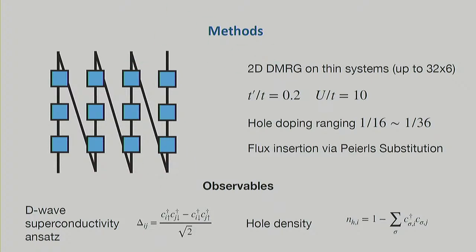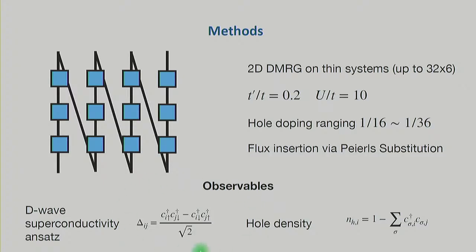If somebody is familiar with tensor networks, we just use DMRG, density matrix renormalization group. It's a pretty standard tensor network method where we try to map our two-dimensional system into a one-dimensional chain, and then we can compute the ground state of the system with a really good approximation. What we're looking for is this superconductive pairing, this d-wave superconducting pairing, and the hole density. This measures our superconductivity, and this measures our stripe modulation.